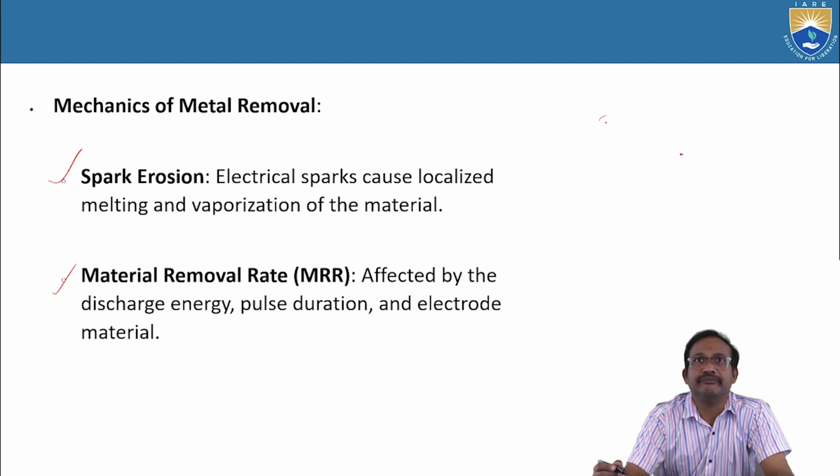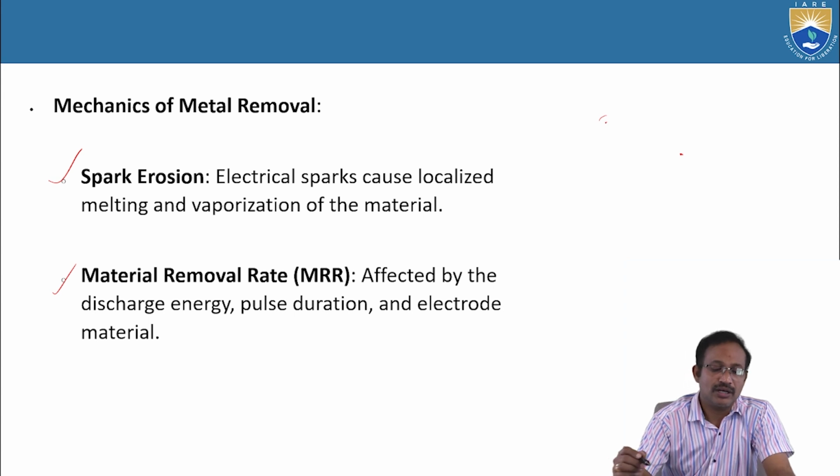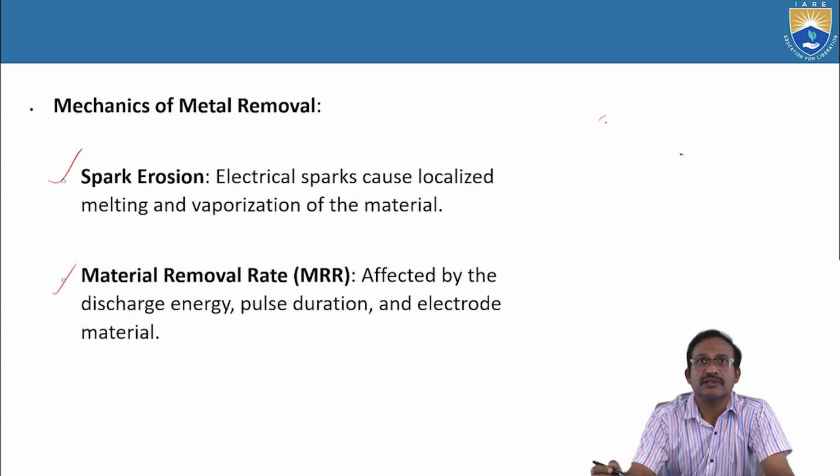Mechanics of metal removal: spark erosion, material removal rate. Now let us discuss spark erosion. Electrical sparks cause localized melting and vaporization of the material. That is what we have discussed. So only that local melting and vaporization. That means there will not be any deviation from the boundary line of the profile.